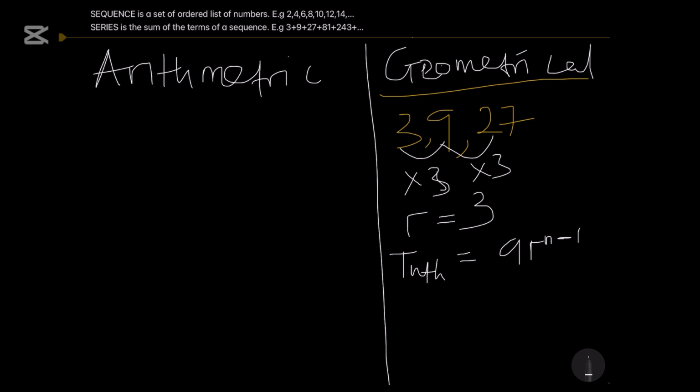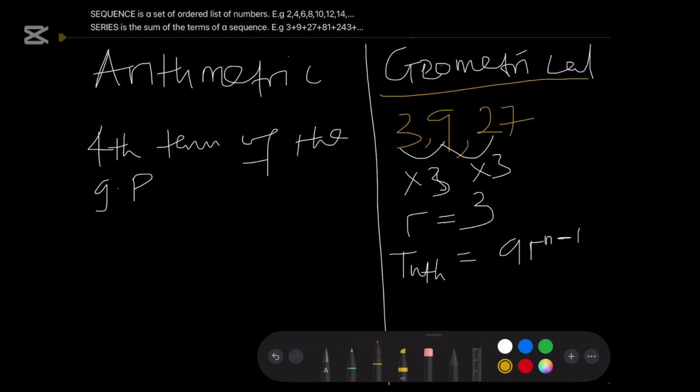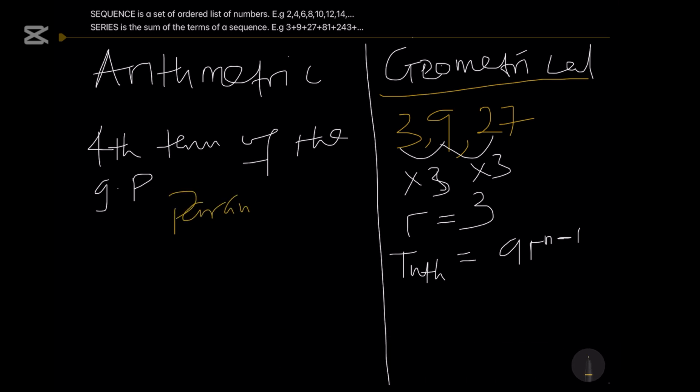Let's say, for example, let's generate the fourth term of the GP. So meaning, let's write out our parameters.